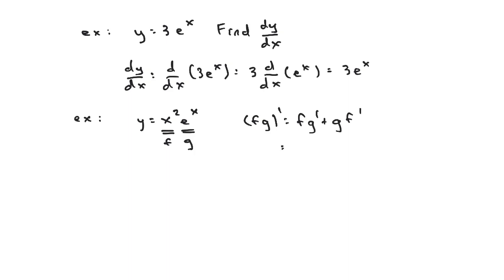And that's going to be f is x squared, and g prime is the derivative of e to the x, so that's going to just be e to the x. And then plus g is e to the x, and f prime is the derivative of x squared, which is 2x. So I could rewrite this as x squared e to the x plus 2 e to the x times x.